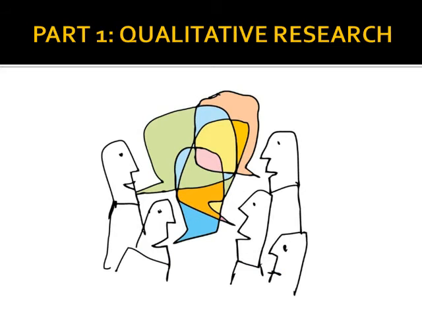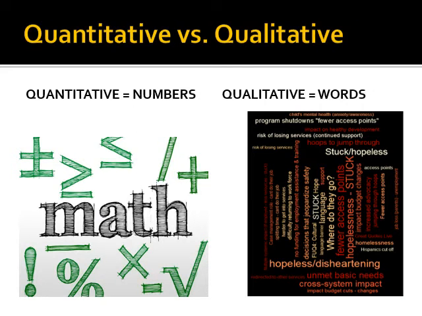Part 1 explores qualitative research. It would first help to differentiate quantitative from qualitative research. Thus far, in this video series, we have exclusively looked at quantitative research, which is the assessment or analysis of numbers using statistics, usually to prove whether our hypothesis is correct or incorrect.